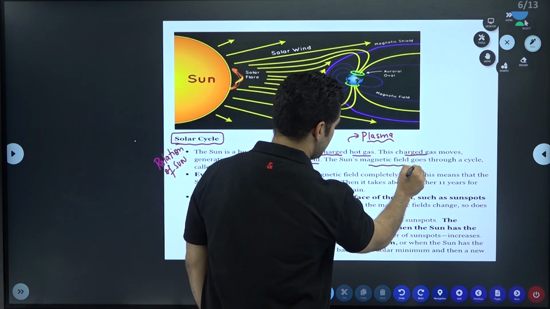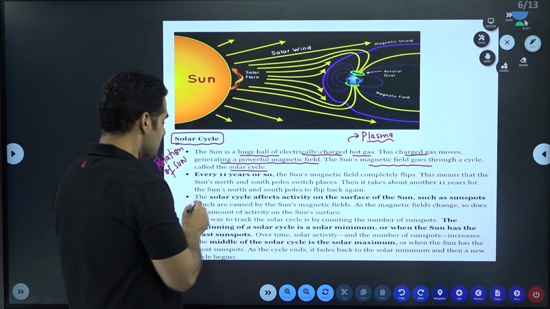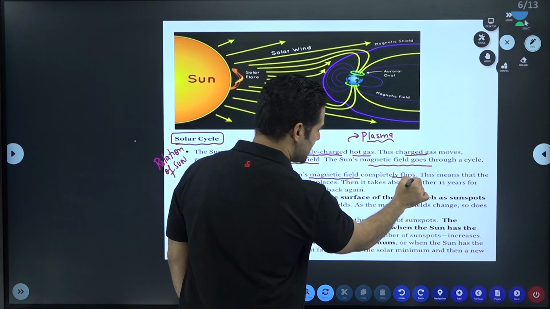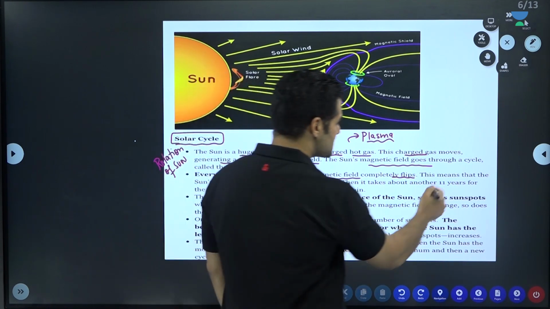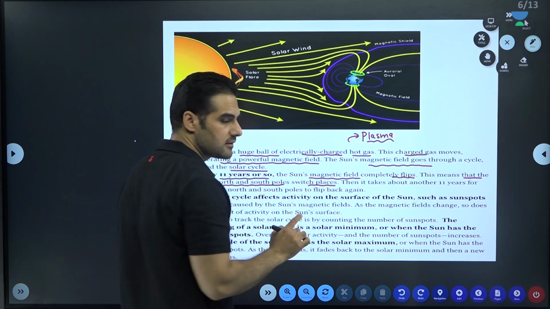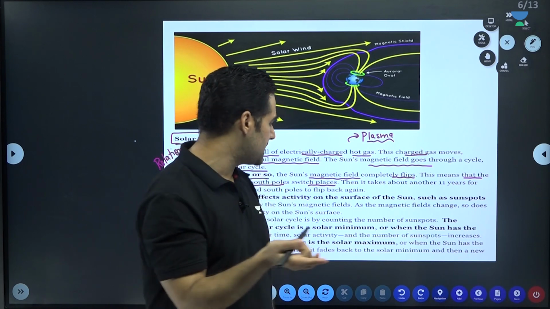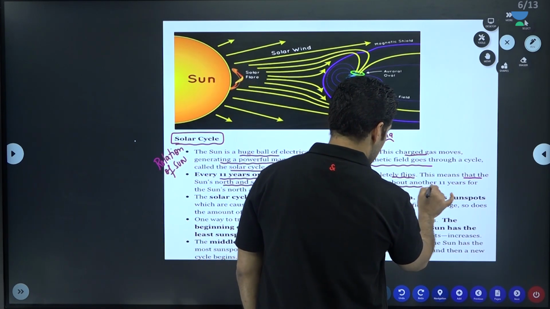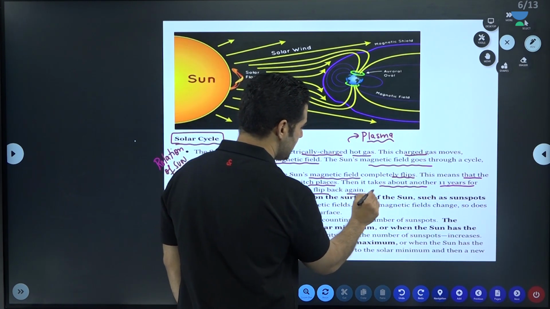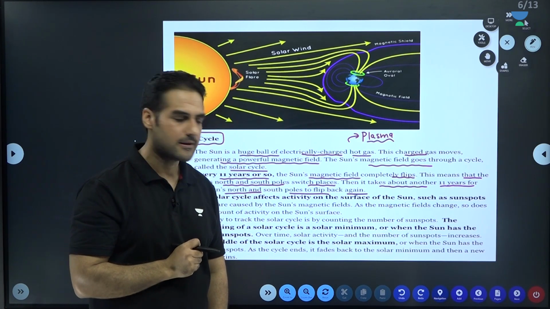The sun's magnetic field goes through a cycle called the solar cycle. Every 11 years or so, the sun's magnetic field completely flips. What does it mean? This means that the sun's north and south poles switch places. Sun's magnetic north and magnetic south pole, they switch places. And then it takes about another 11 years for the sun's north and south pole to flip back again. The completed process is called the solar cycle.